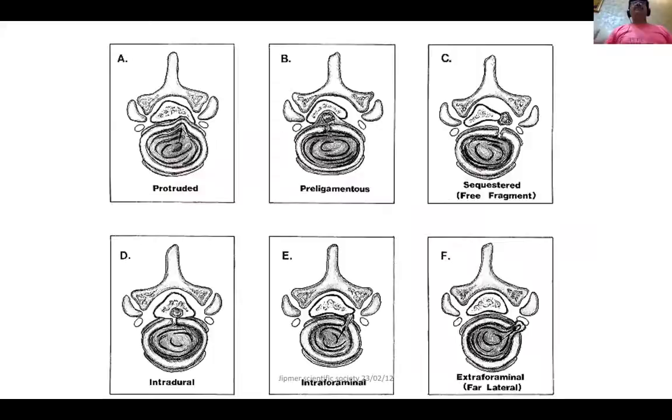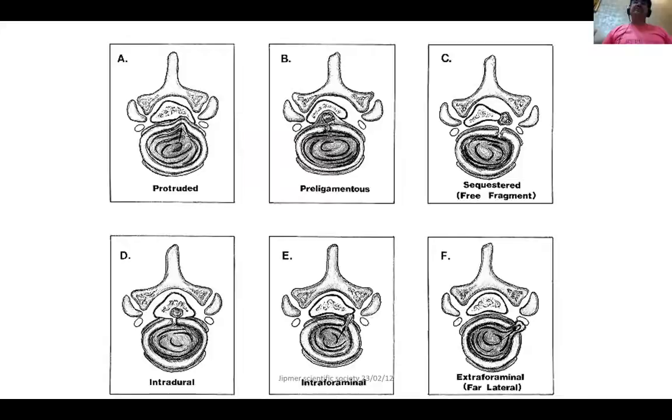You see that these are the various types of disc prolapse in the cervical disc. It can be protruded, it can be preligamentous, it can be sequestrated, it can be intradural, intraforaminal, and extraforaminal. You see this A, B, C, D, E, and F. So which cases are more suitable for anterior approach? If you see a protruded disc as in picture A and picture B, I think these are the ideal cases for anterior cervical discectomy. Even if you take C, it can be done.